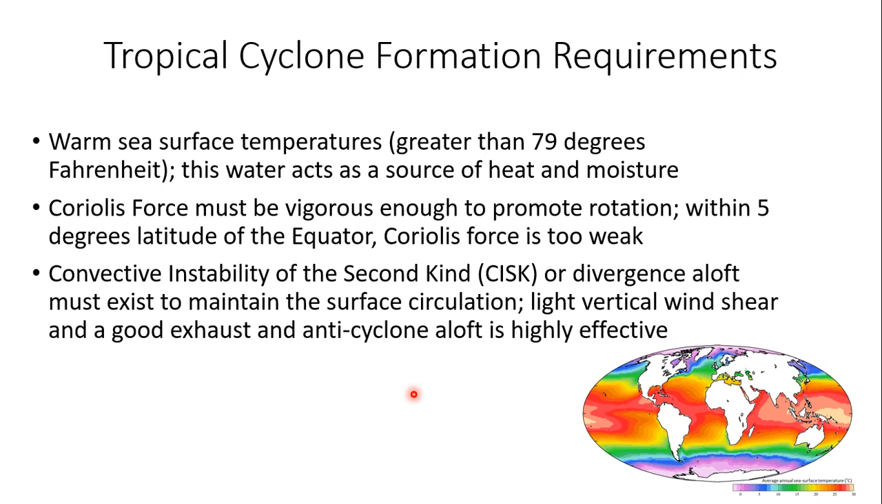If you get any kind of wind shear, it tends to tilt your updrafts in developing hot convective towers. It tends to cause those updrafts to become more slanted at an angle, and so your energy is not as concentrated as with a straight up and down vertical updraft. So you need good outflow or divergence aloft with convective instability of the second kind. You have the moisture and heat source from the warm tropical waters, which have to be 79 degrees Fahrenheit or warmer. And you need to be at least 5 degrees latitude, north or south, from the equator.